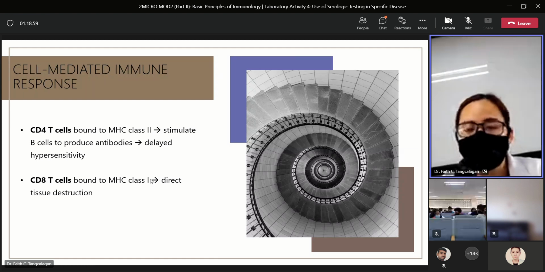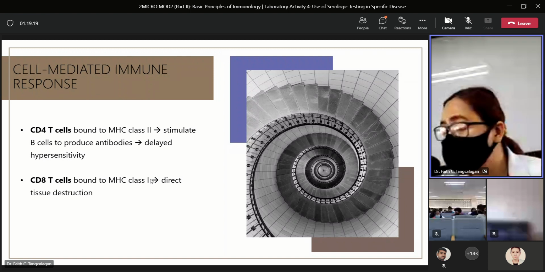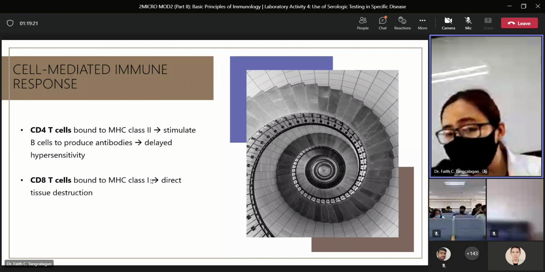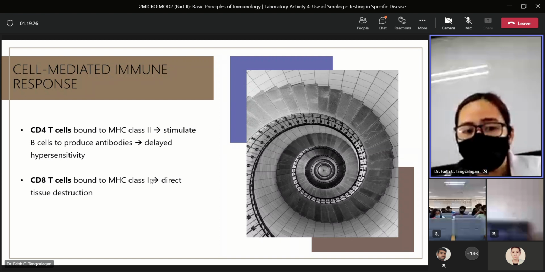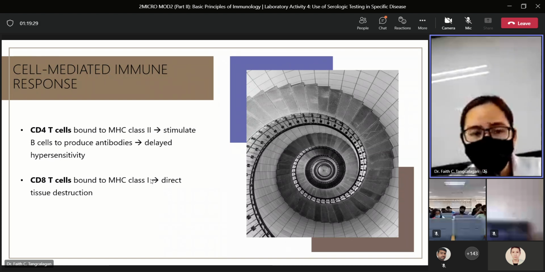More CD4 stimulating your B cells to produce antibodies, while your cell-mediated immune response actually has both your CD4 T cell functions and your CD8. So the CD4 again still stimulates B cells to produce antibodies, and that's what you call your delayed hypersensitivity, no? And how about your CD8 T cells? It actually causes direct destruction, no? By binding to your MHC class 1. So those are the difference between your antibody-mediated and your cell-mediated immune response.